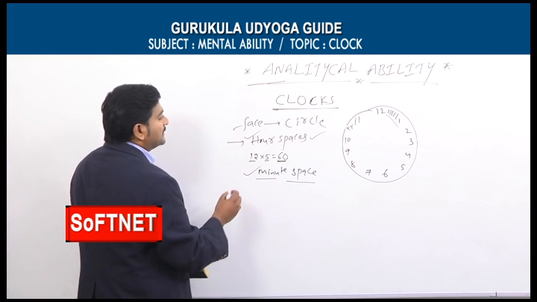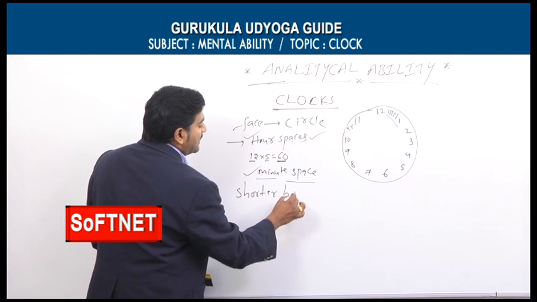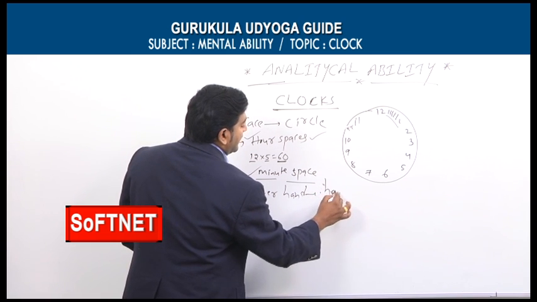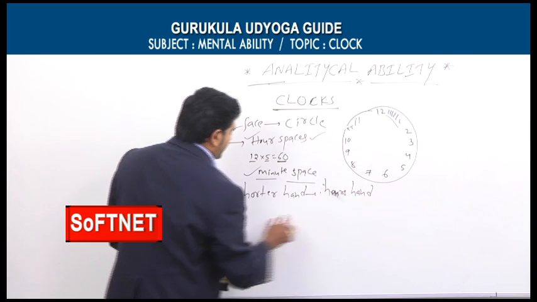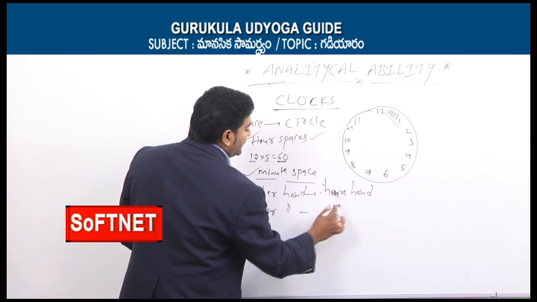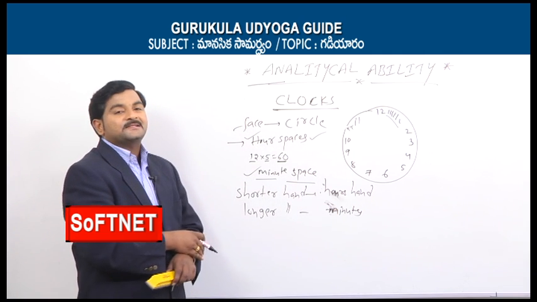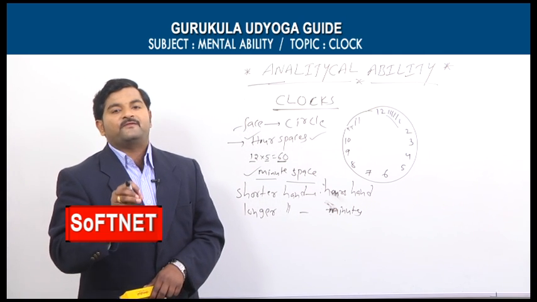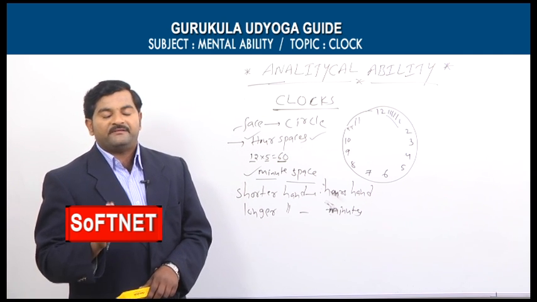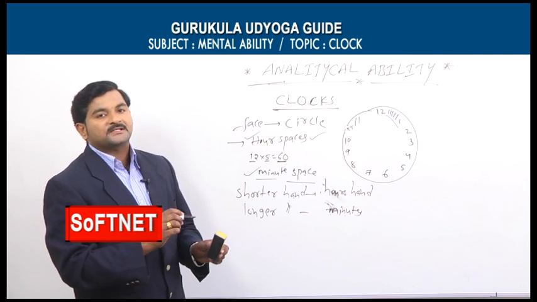We know already in the clock the shorter hand is said to be the hours hand, and similarly the longer hand is said to be the minutes hand. Regarding this minutes hand and hours hand, we have 5 points. Previously, based on the minutes hand and hours hand, bits were asked in APPSC and TSPSC examinations. So we will discuss about the bits also.